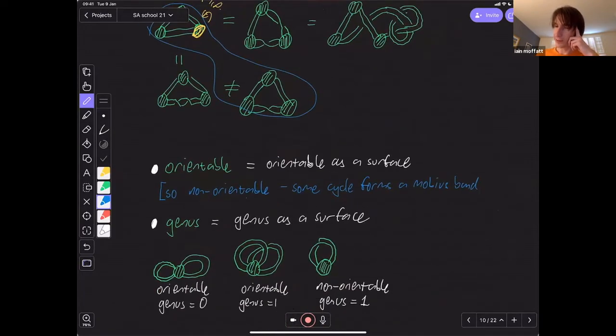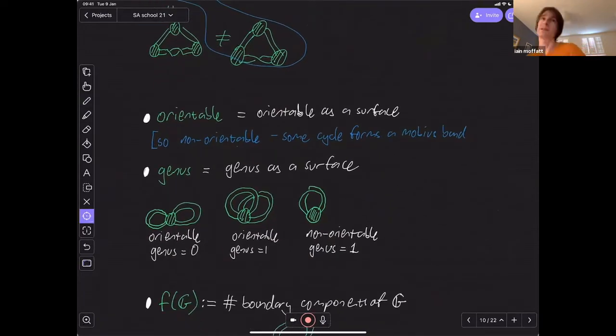So we can start taking the properties of surfaces, such as orientability, because topologically, what have we got? A ribbon graph is just some surface with boundary with some additional graphical structure. So we can start thinking about whether they're orientable or not. It's going to be non-orientable if some cycle in it forms a Mobius band, like this one here. And we can start thinking of its genus as well, which is just the genus when we think about it as a surface.